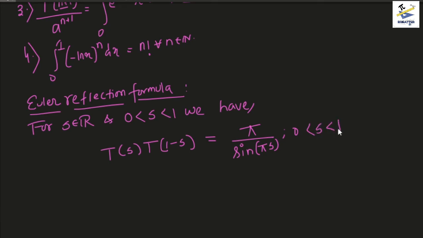This is basically Euler's reflection formula, and it states that if you have a real number s in the open interval (0, 1), then gamma of s multiplied by gamma of 1 minus s will give you pi by sine of pi s, which can be expressed in elementary form, because pi is a constant which we know, and sine is something which we consider as an elementary function here. So what we do get is a value of gamma of s into gamma of 1 minus s in terms of elementary functions.